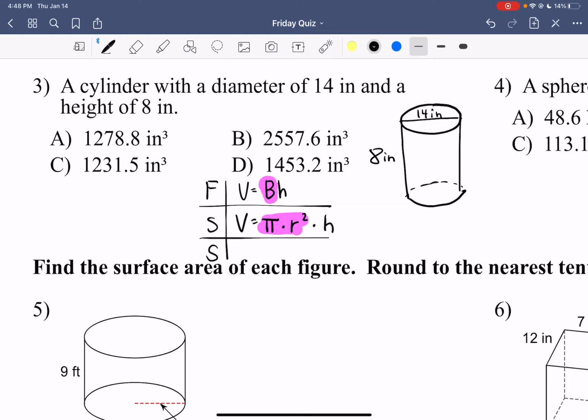So our radius equals half of 14. So right here we have 14 as diameter, so our radius is going to be 7. So I'm going to take my radius and turn it into a 7 here. And then our height is 8. I'm going to turn my h into an 8. And then we have V equals pi times 7 squared times 8.